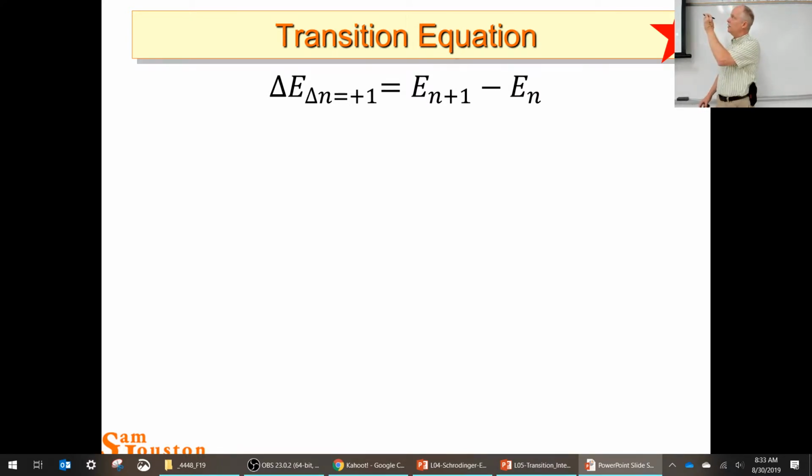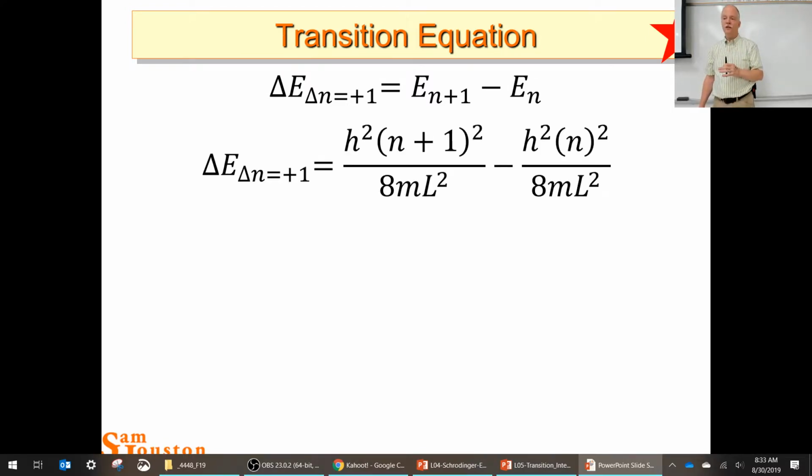So this is a skill you need to have. This is the delta E for all delta n equals plus 1s. So you just take that energy equation that has a function of n, and wherever there's an n, you put an n plus 1. So can you see that? There was n squared, right? And I take n plus 1 squared and subtract the energy equation where it's just n squared. So we're going to get a general transition equation that tells us where all of these peaks show up on the horizontal axis. It's a very important skill in spectroscopy, to be able to solve for the transition equation.